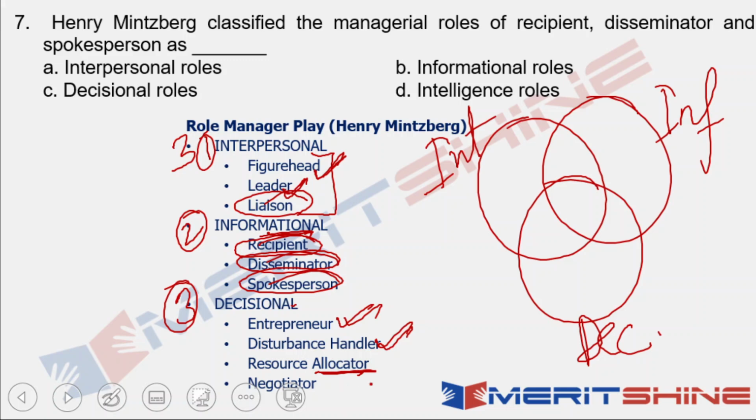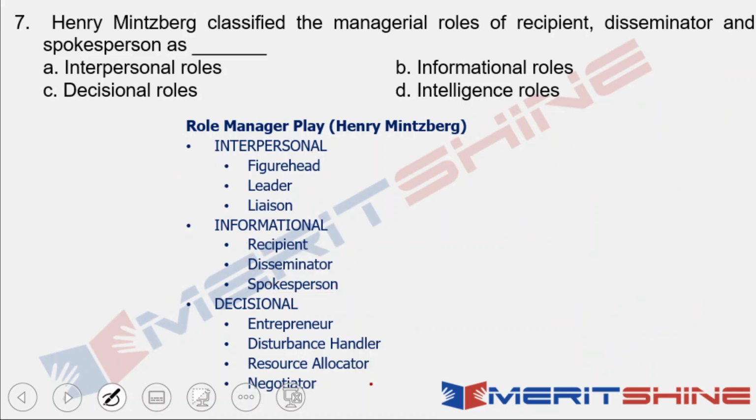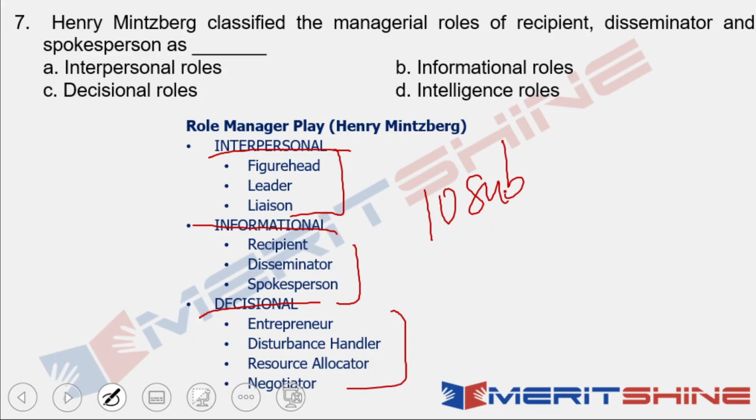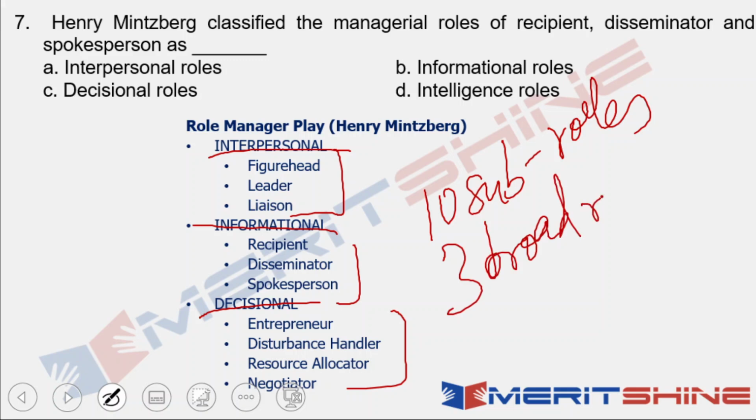As you can understand, in an organization the roles are not so clearly demarcated. So one person can have multiple roles. But the idea is to understand from the perspective of the conceptual background, and for that we will have to divide it into compartments: interpersonal, informational, decisional. So 10 sub roles in 3 broad roles. That is what management's every role can be summarized as according to Henry Mintzberg.